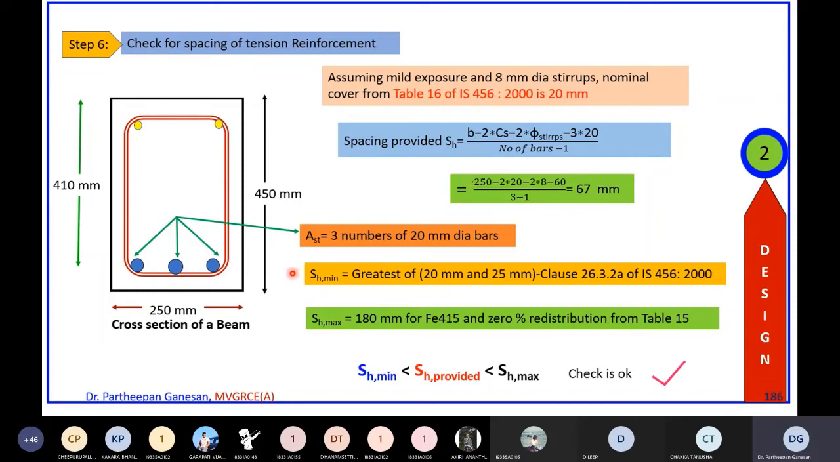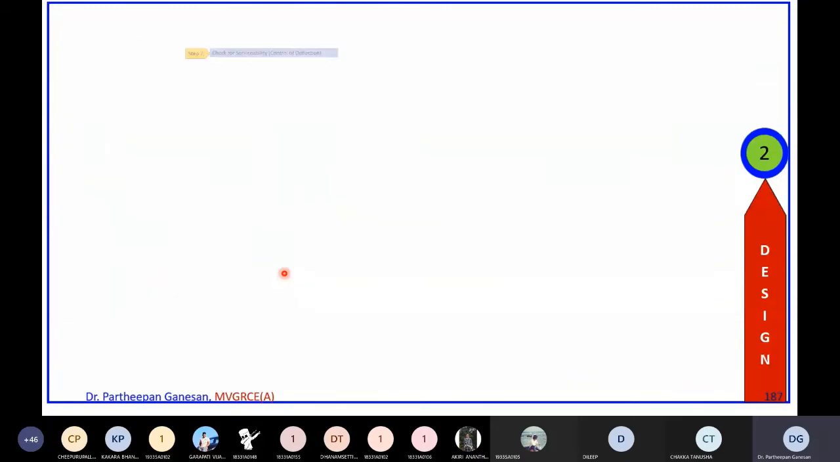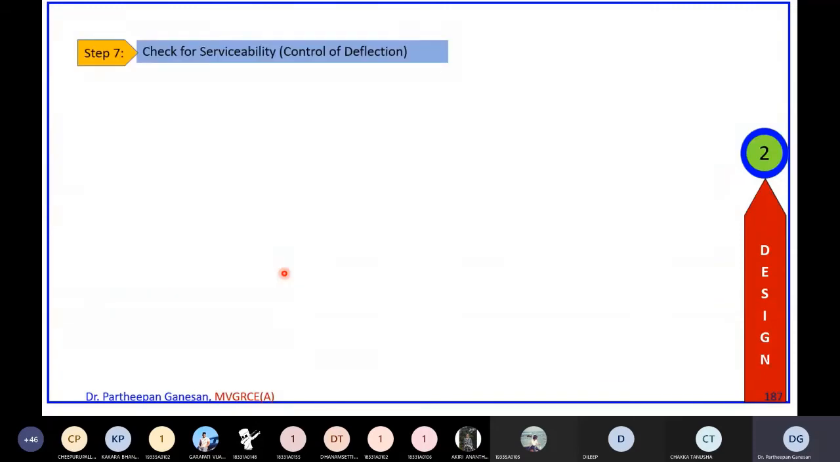So in all the problems, all these steps are almost the same. Only the way you find the bending moment value and the way you provide the reinforcement will change. Other things will remain the same. So next, check for serviceability, control of deflection, right?